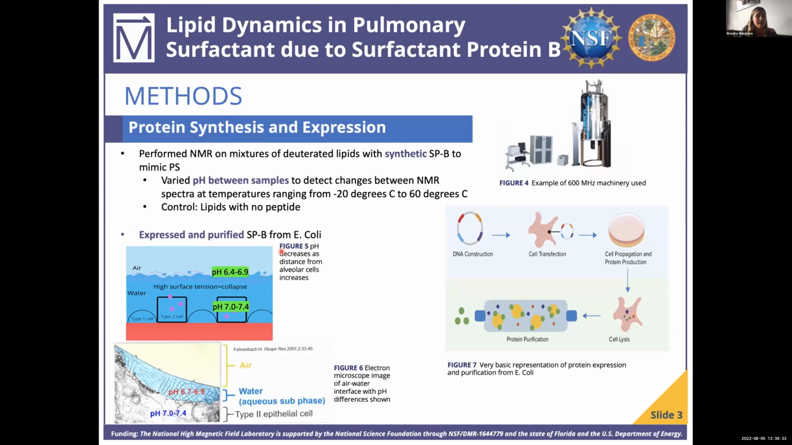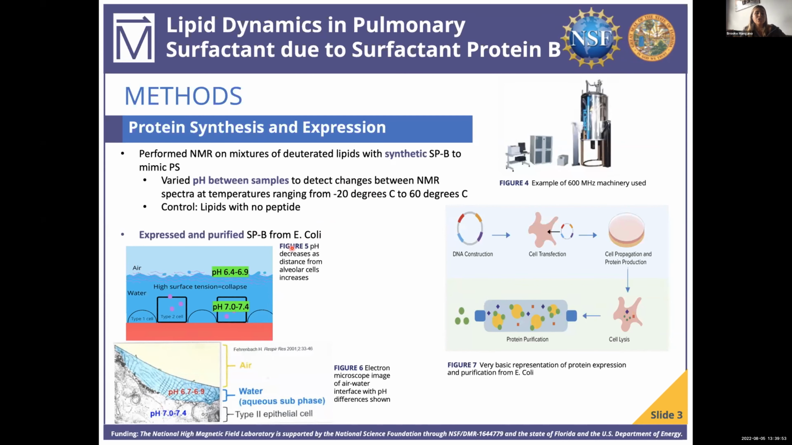So as you can see here, the pH of the cells is higher, and then the pH closer to the air is lower. So we wanted to see if this had an effect on the behavior. We also tested different temperatures to see if it was temperature dependent as well.